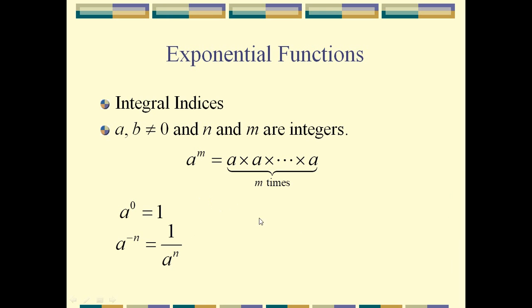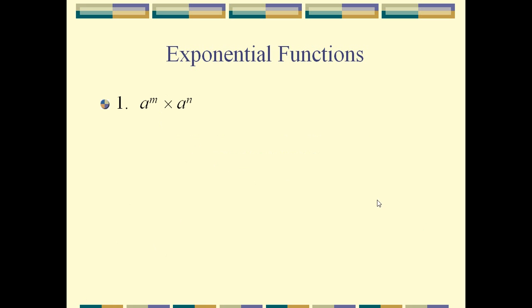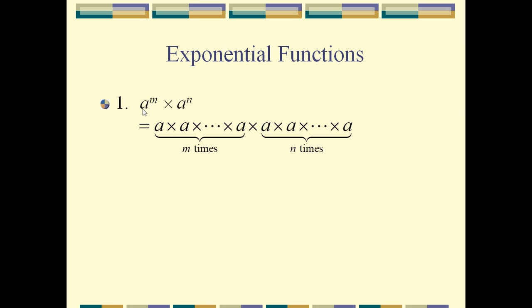You learned in Form 2 and Form 3 there are several properties. The first one is you multiply two indices, but they have the same base. What's the meaning? That means they have the same letter a here. If a is a but this one is b, you cannot make any simplification.